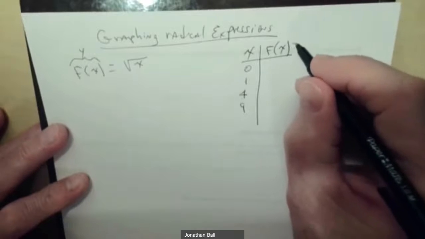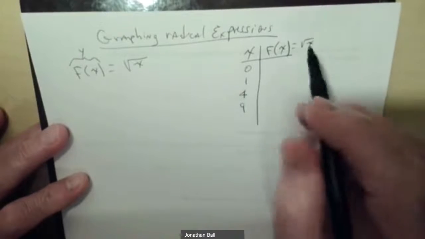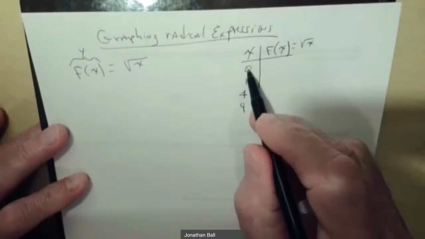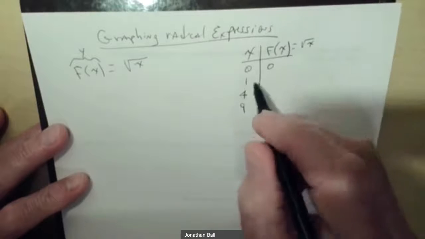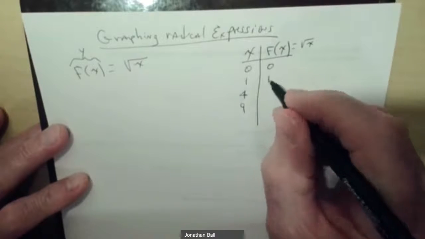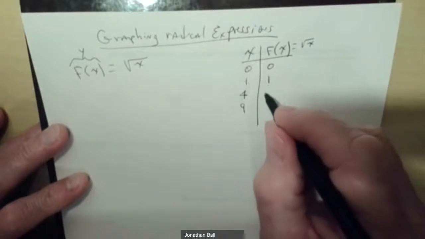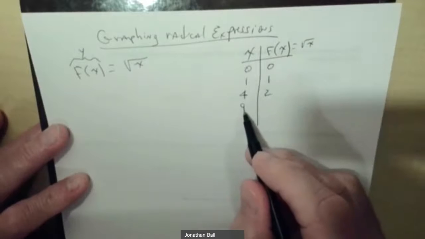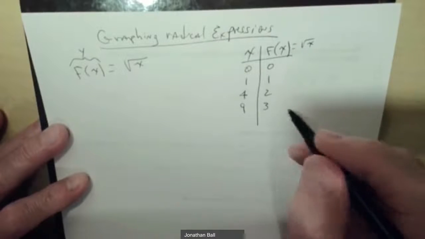F of x, again, is the square root of x. So the square root of 0 is 0. The square root of 1 is 1. The square root of 4 is 2. The square root of 9 is 3.